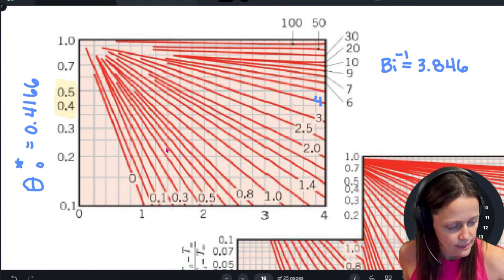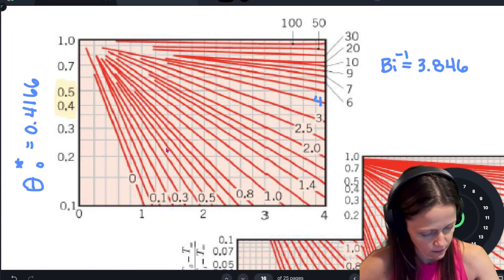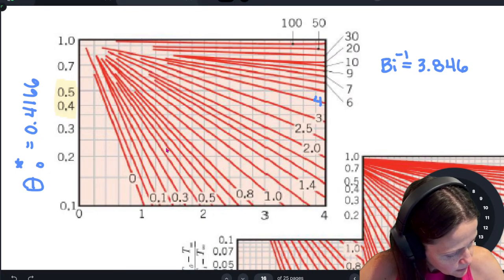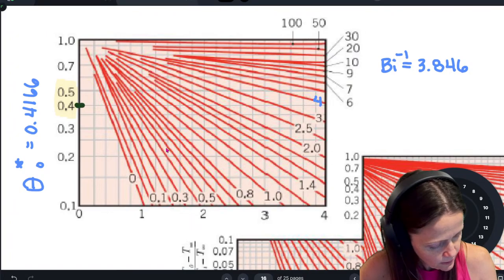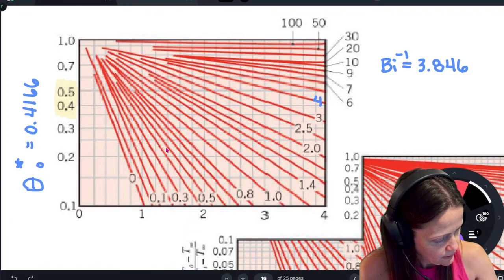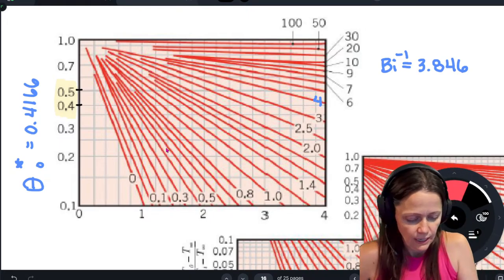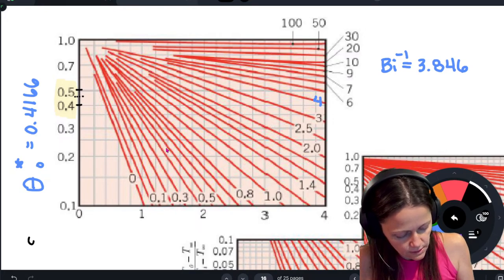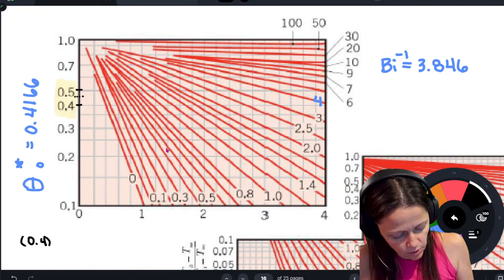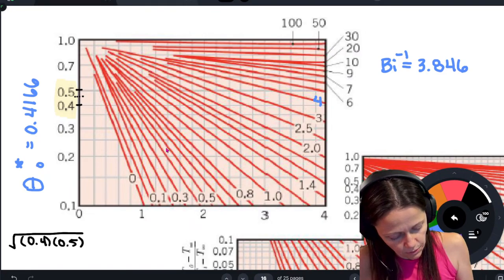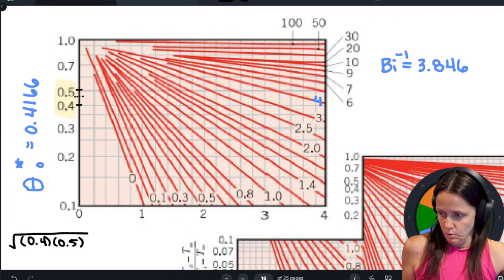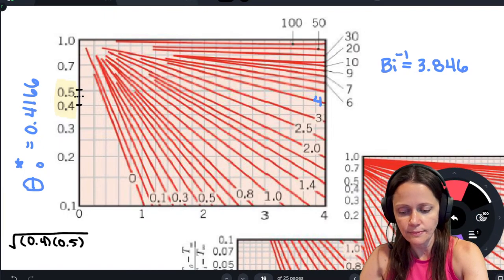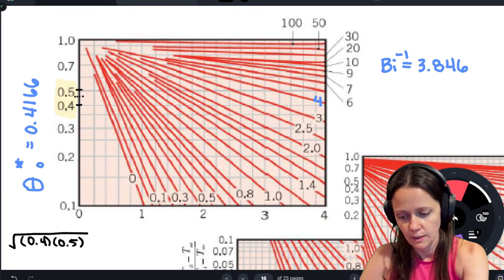And so the way that I'll do it is I say, okay, well, it's not going to be right in the middle, it's not a linear scale. So if this guy is 0.4 and this guy is 0.5, if I wanted to know what this little guy right in the middle is, the way you find that is you say, okay, with a logarithmic scale, 0.4 times 0.5, then you take the square root of that. So let's see what that is. So 0.4 times 0.5 to the 0.5.